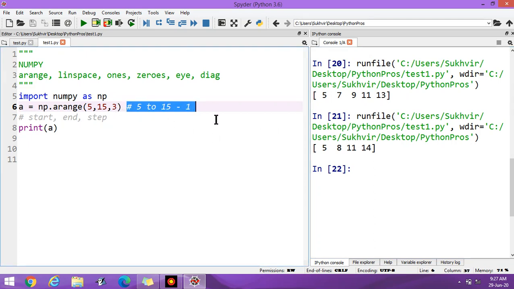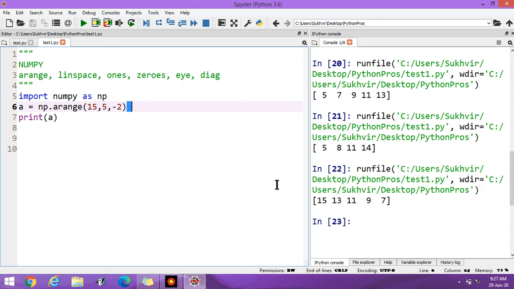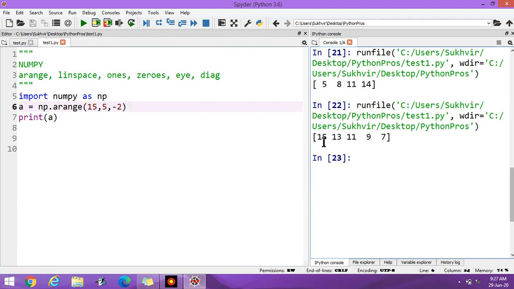We can also print the values in reverse order. Suppose I am writing 15 here and 5 here and minus 2 here. Then I can print the values in reverse order: 15, 13, 11, 9 and 7. Hope you understand the content of writing the values using arange.